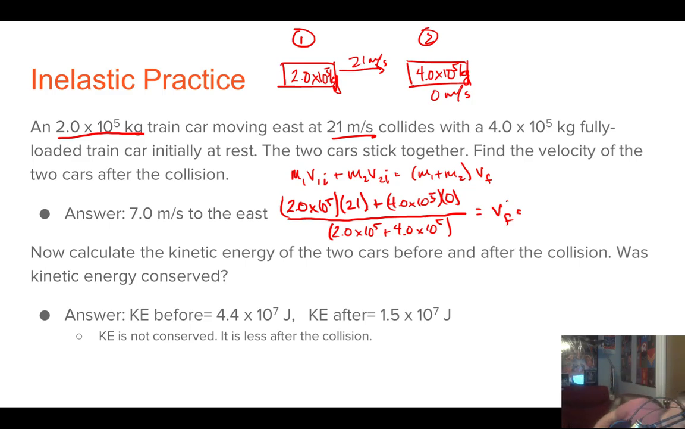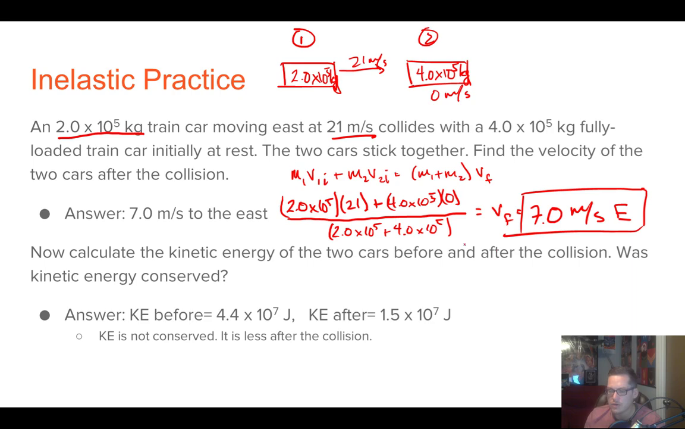All right, so because our car was going to the east originally, we can infer that this final velocity is also going to the east. So it'd be 7.0 meters per second east. All right. So that's the final velocity of our new massive thing here. Okay. So let's calculate, and it says now calculate the kinetic energy of the two cars before and after the collision. Was the kinetic energy conserved? All right. So initially, the kinetic energy of car 2 is equal to 0 because it's got a 0 velocity.